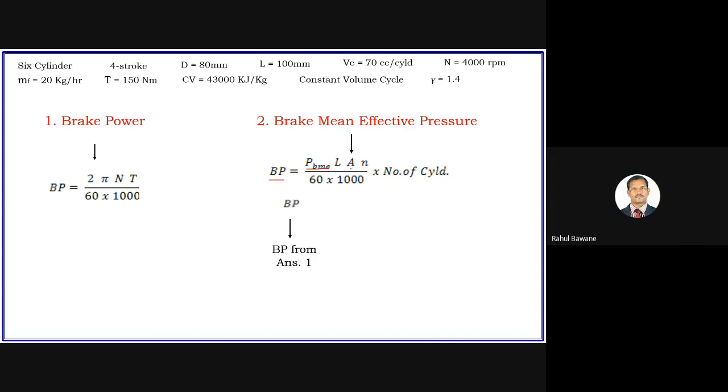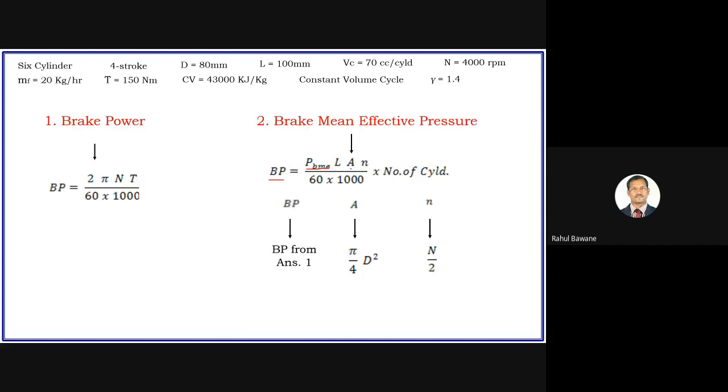Area. So area is pi by 4 d square, bore diameter. D is given, but it is in mm, so we have to convert into meter. Then number of power stroke. For this, it is very necessary to know the type of engine. As the engine is 4 stroke, number of power stroke will be n by 2. If the engine is 2 stroke, then we take small n, number of power stroke is equal to n.